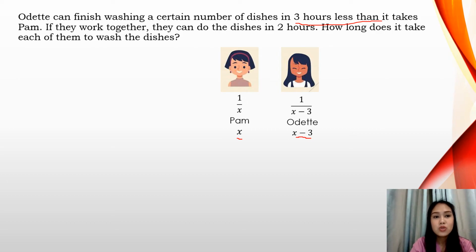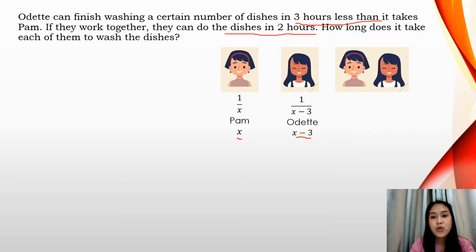Now, it also specified in the problem that if they work together, they can finish it in 2 hours. So therefore, if they work together, Pam and Odette, they can finish it in 2 hours. Then the work done can be represented as 1/2.